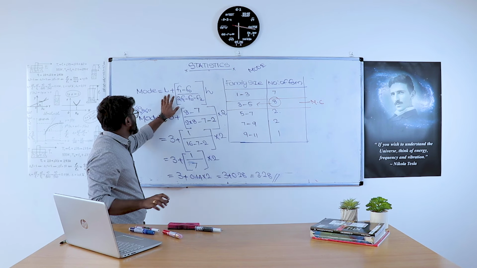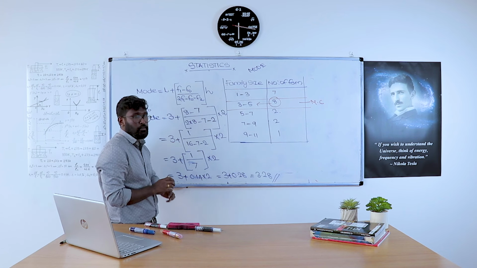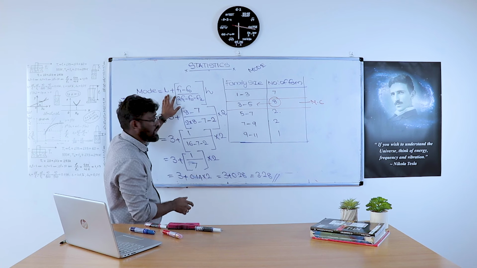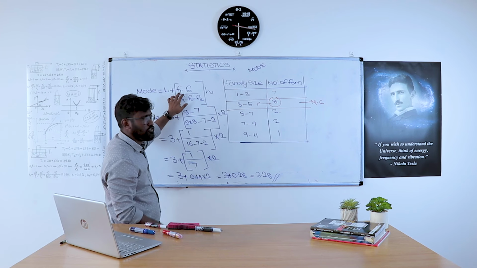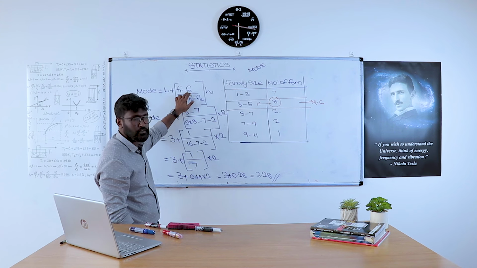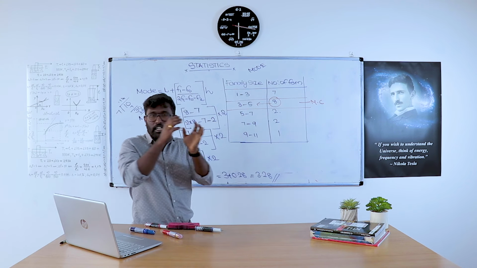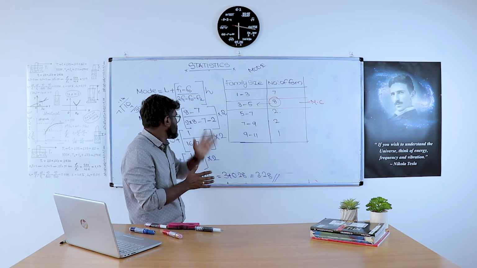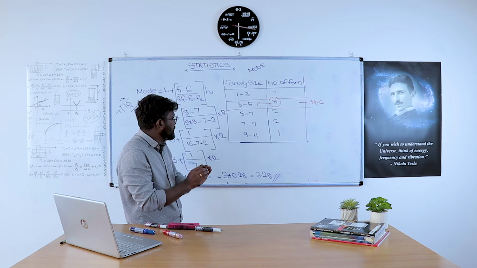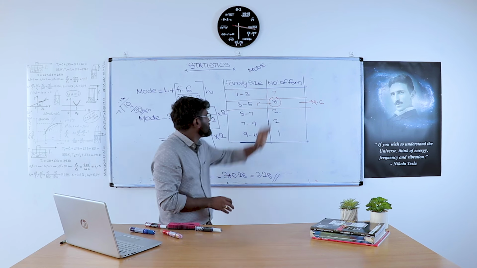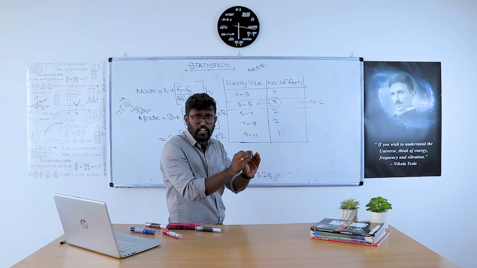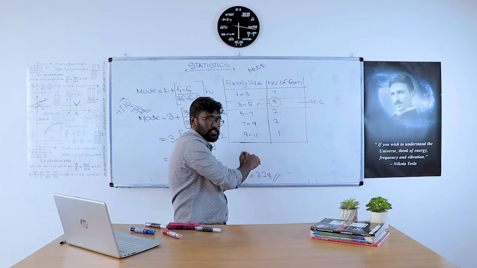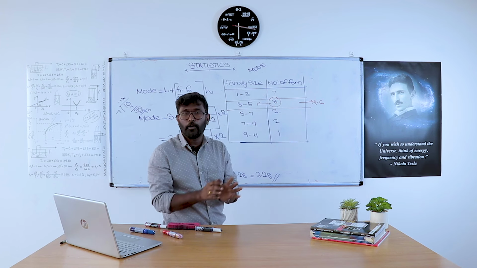So how will you find the mode? The equation is L plus (f1 minus f0) divided by (2f1 minus f0 minus f2) into h. L is the lower limit of the model class. f1 is the frequency of the model class. f0 is the frequency of the preceding class. f2 is the frequency of the succeeding class, and h is the class size. So this is the equation to find out the mode. How will you find the model class? Check the table of the frequency and find out where the maximum frequency is located. Corresponding to the maximum frequency, the class interval is termed as the mode class.